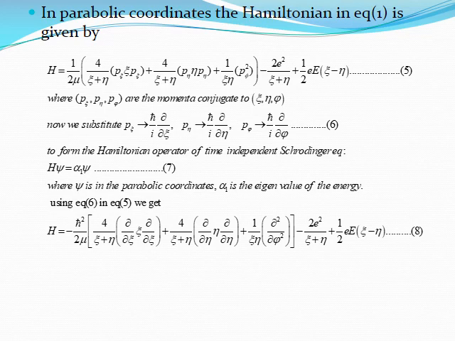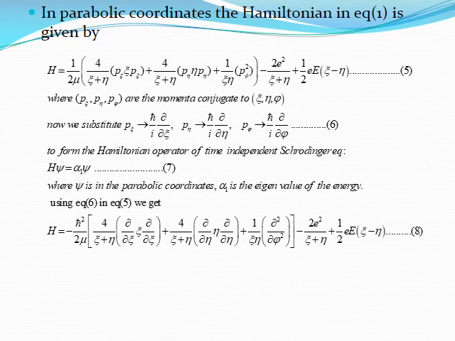Now we substitute p_ξ as ħ/i ∂/∂ξ, p_η as ħ/i ∂/∂η, p_φ as ħ/i ∂/∂φ. This is equation 6. To form the Hamiltonian operator of the time independent Schrodinger equation, Hψ = α₁ψ, equation 7, where ψ is in the parabolic coordinates, and α₁ is the eigenvalue of the energy.